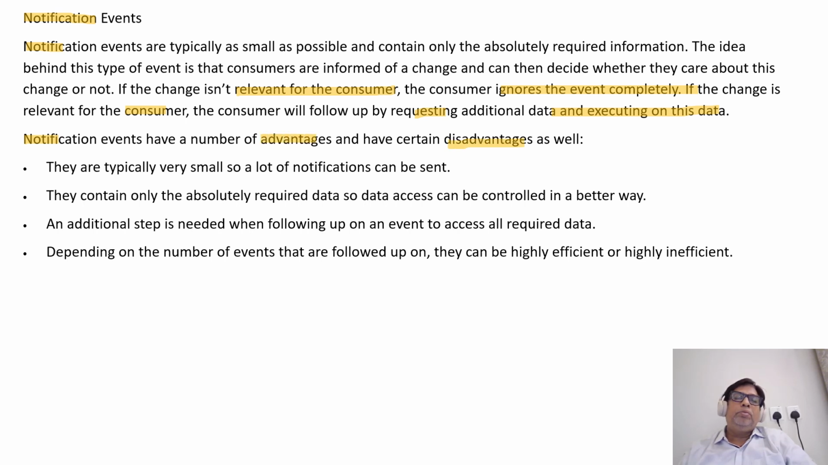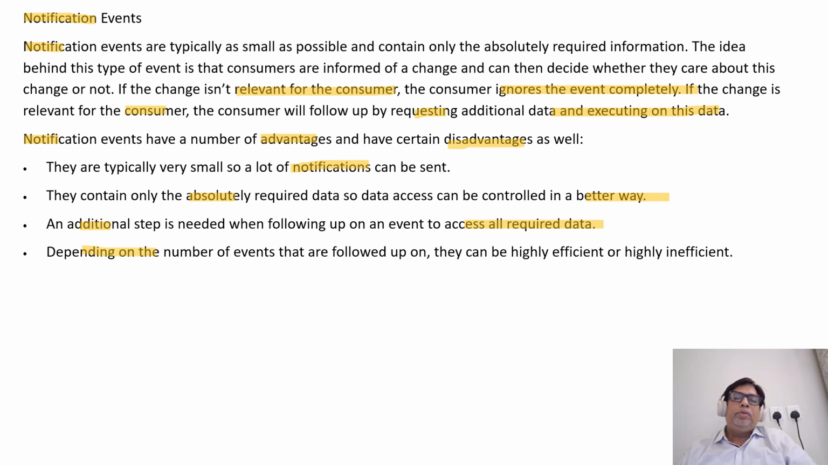They are typically very small, so a lot of notifications can be sent, like small notifications on Facebook and WhatsApp. They contain only the absolutely required data, and data access is in a controlled, better way. It is only a small message, so the data will be controlled and therefore secured. An additional step is needed when the follow-up accesses all the required data. If you want to access that particular message or event, then an additional step is required.